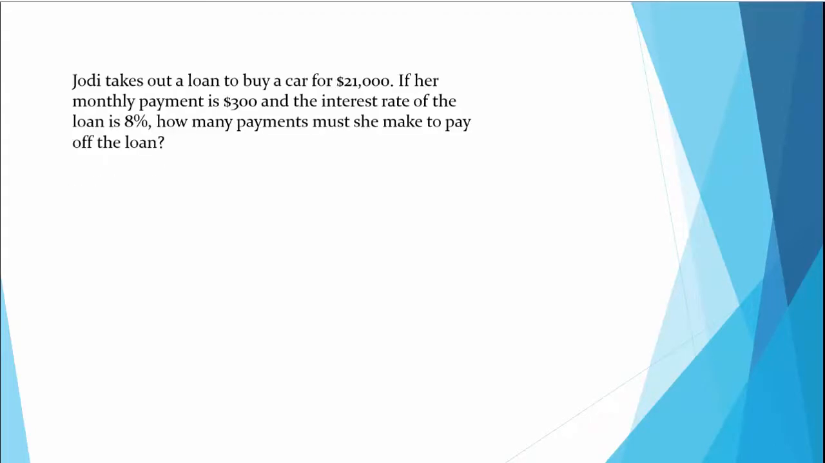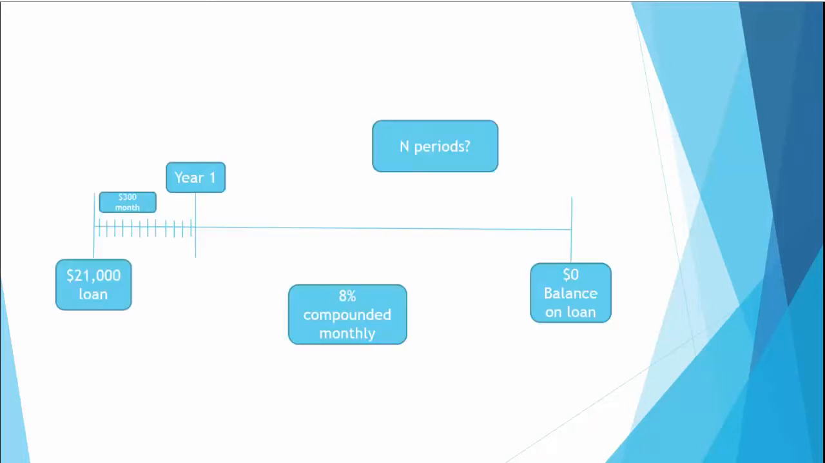Jody takes out a loan to buy a car for $21,000. If her monthly payment is $300 and the interest rate of the loan is 8%, how many payments must she make to pay the loan off? First, draw a timeline like the one shown on the slide.